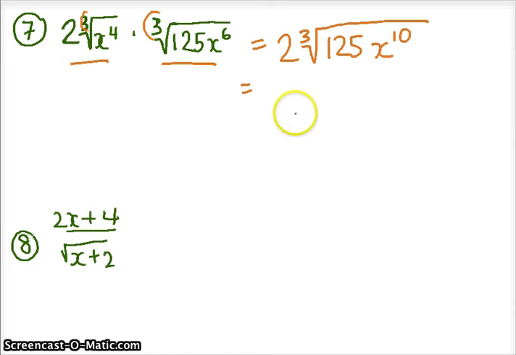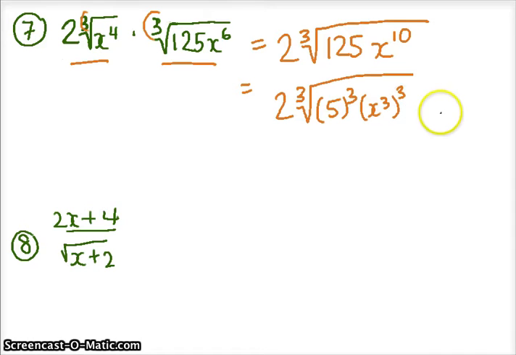Then we're going to simplify the inside of the radical just to make it easier for us to find the numbers to the power of 3. So we have 2, the third root, and then we know that 5 to the power of 3 is 125, and we know that x to the power of 3 is x to the power of 9, but this is x to the power of 10, so we're left with 1x. So we simplified this as much as possible so that we can find values that are to the third power.